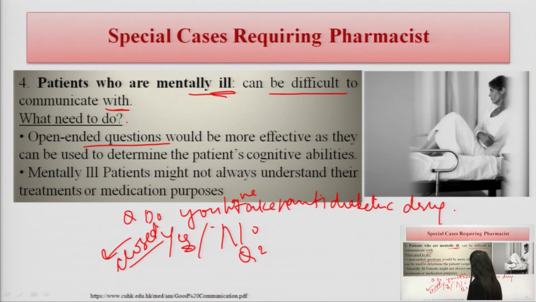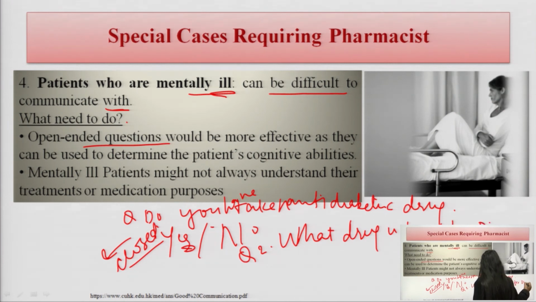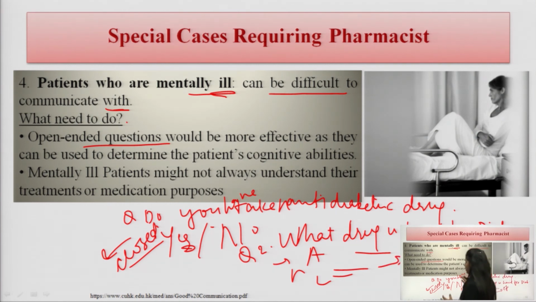Now, I am asking question number 2: what drugs have you taken for diabetes? The patient will answer drug A, drug B, drug C. There are a lot of things the patient will tell. This is called an open-ended question. Another example of an open-ended question is how are you feeling after taking a drug, after taking a therapy? When we ask open-ended questions, the patient will answer in a manner where there are a lot of things. At that time, pharmacists will get to know more about the cognitive abilities, what the patient actually remembers and understands. So, the cognitive abilities can be assessed only by asking open-ended questions.